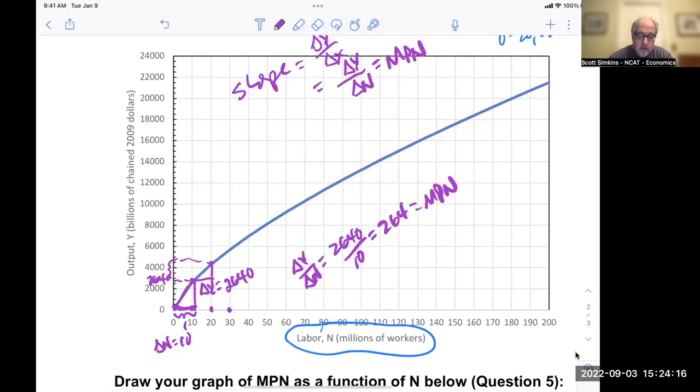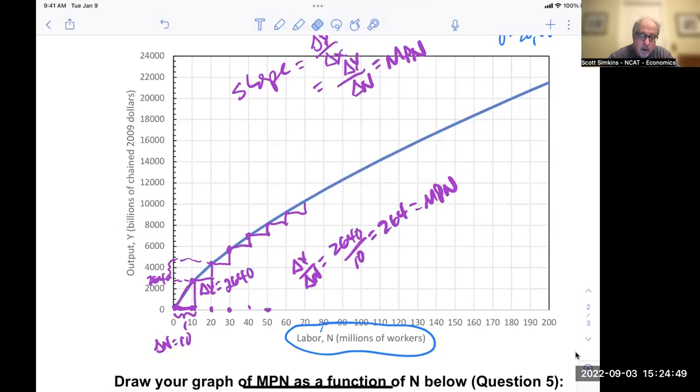And then N goes up by 10 more, output goes up to here, and we can take that slope. It goes up another 10, we go over 10, and we go up to this point on the production function. Well, what's happening to that slope? Those numbers that we just calculated on the table, that last column, they're getting smaller.